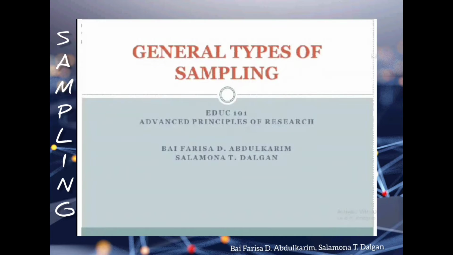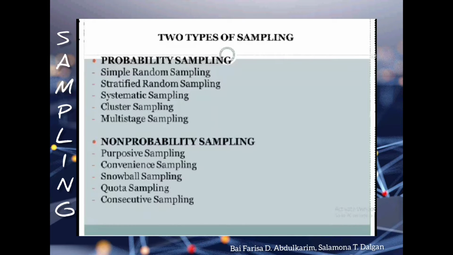Good day, everyone. My task is to report the general types of sampling in Educ 101 Advanced Principles of Research. When the population size is large, sampling is an important tool in research. Based on this, it is divided into two types, the probability and the non-probability. These two types of sampling are further divided into the following subtypes.